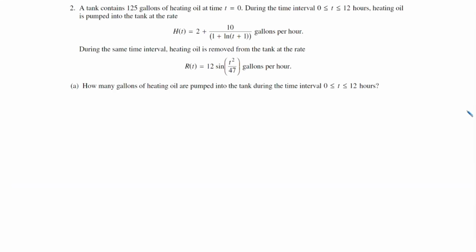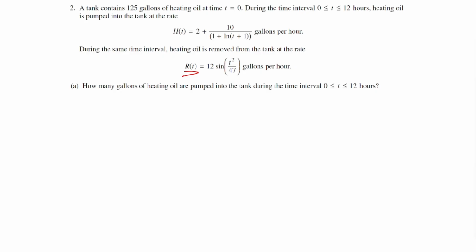All right, this is question number 2 from the 2003 Form B AP Calculus AB exam. It's a rate FRQ. We've got a tank with 125 gallons of heating oil at t equals 0. And from 0 to 12, oil is pumped into it at this rate h of t in gallons per hour. And it's also removed at this other rate r of t, also in gallons per hour. We want to know how many gallons of heating oil are pumped into the tank from 0 to 12.